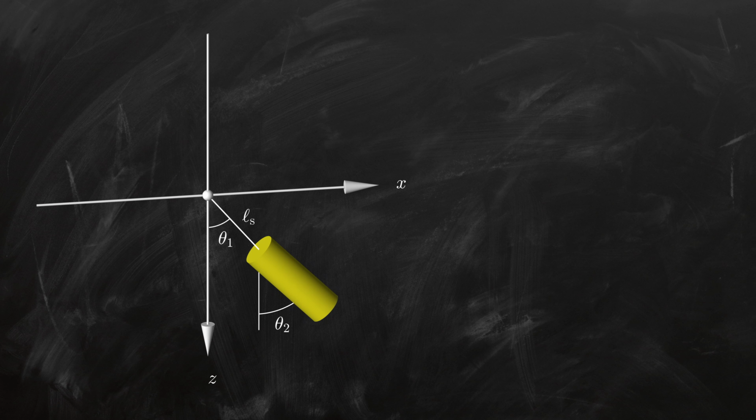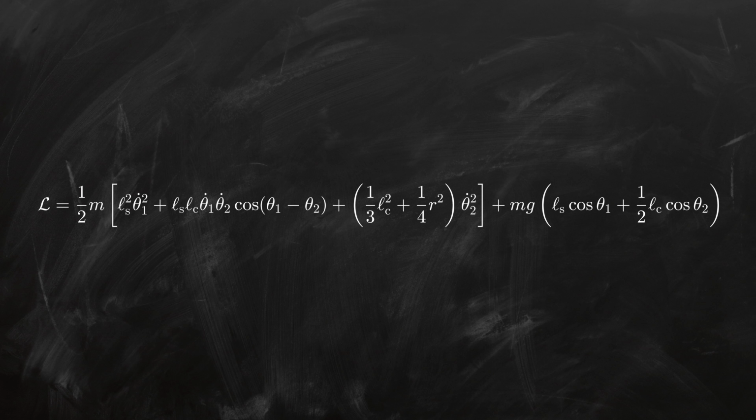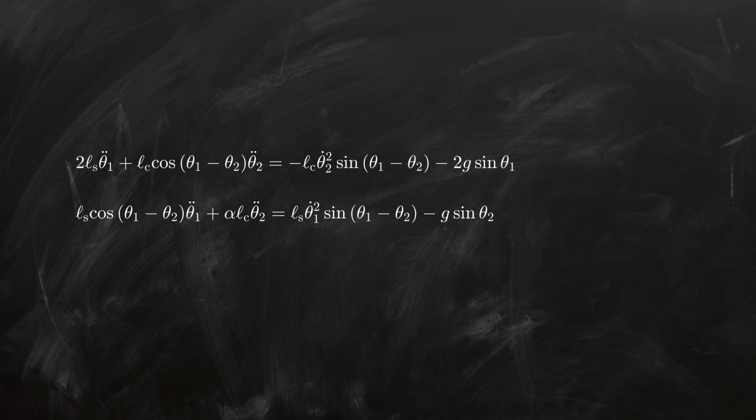In the last video, we constructed this cylindrical pendulum and found that it has 2 degrees of freedom, such that we need 2 coordinates to describe the motion of the system. We decided to use 2 angles, θ1 and θ2, and we were able to derive the Lagrangian in terms of these angles. Then, after applying the corresponding Euler-Lagrange equations, we arrived at the following pair of coupled nonlinear differential equations.